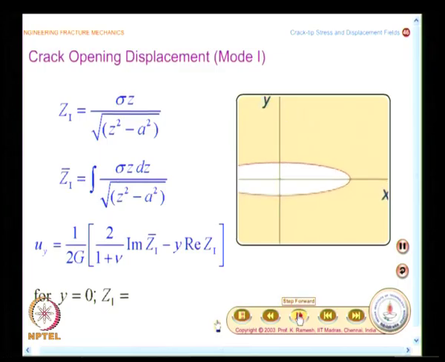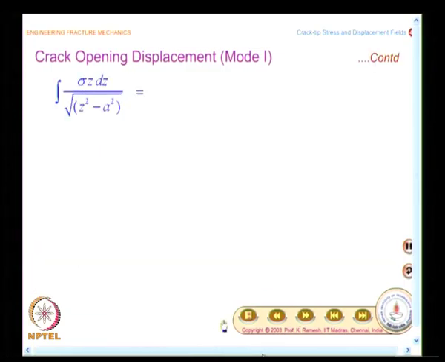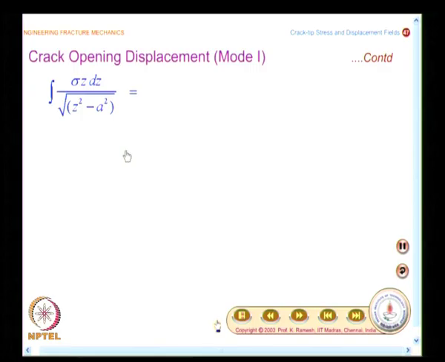Let us see how we get this. We have to essentially get the integral sigma z dz divided by root of z squared minus a squared. In the last class I told you that you have to brush up the table of integrals and also look at how, by substituting the variable, you will evaluate the integral, and I will start giving you clues, then we can proceed.